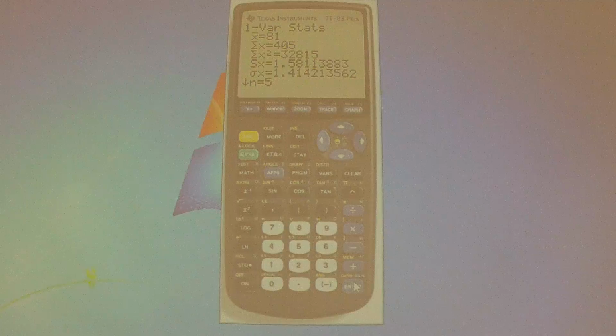What's that next thing down there? The sum of the test scores. Tell me your name again. Kelsey, thank you. It's the sum of the test scores. You guys had to do that.